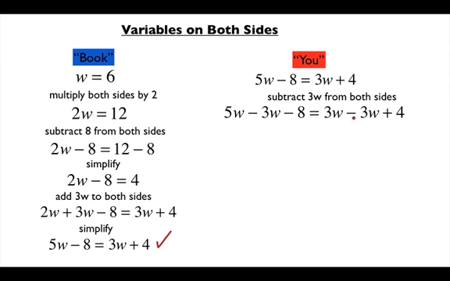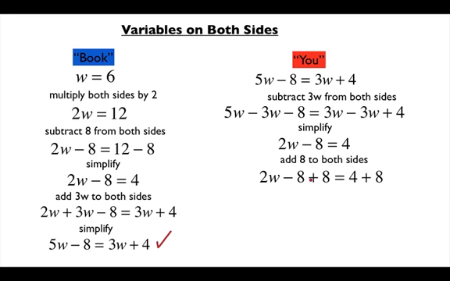Here it is. And then on the other side, simplify. I end up with 2w equals -8, because this becomes just 2w. This is gone, and I'm left with 4 on the right-hand side. I am going to undo this operation. They subtracted 8, so I'm going to add 8. I do it to both sides. This is gone. I have 2w equals 12.